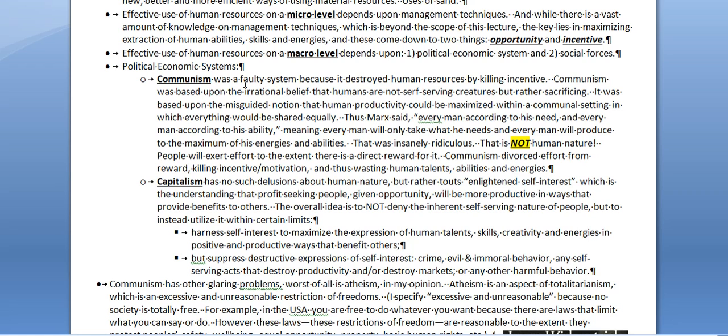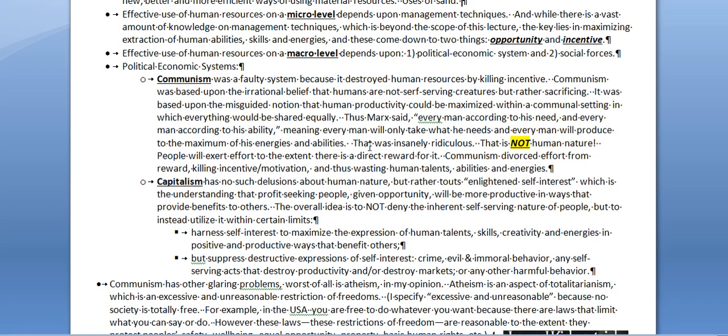Now, communism was a faulty system because it destroyed human resources by killing incentives. Communism was based upon the irrational belief that humans are not self-serving creatures, but rather sacrificing. Nah, bullshit. It was based upon the misguided notion that human productivity could be maximized within a communal setting in which everything would be shared equally. Thus, Marx said, every man according to his needs and every man according to his abilities, meaning every man will only take what he needs and every man will produce to the maximum of his energies and abilities, regardless of what he gets.